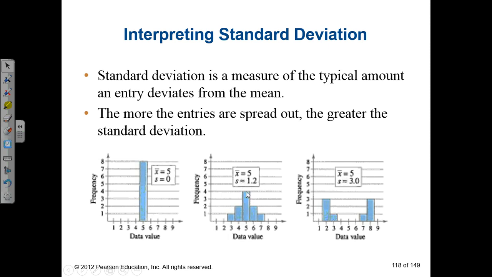Here, the average deviation from the mean is 1.2. The mean would be right here in the middle. Remember, the mean is still 5 because it's symmetric, so the mean is found in the middle of symmetric data. And the average deviation of all the values is 1.2. This one, notice, is more spread out, even though we have this gap in the middle, so it has a higher value for its standard deviation.